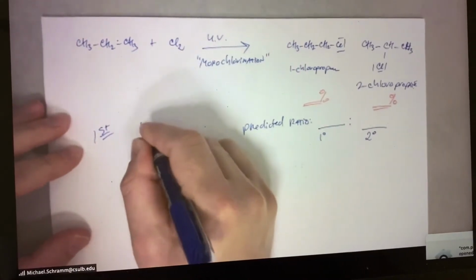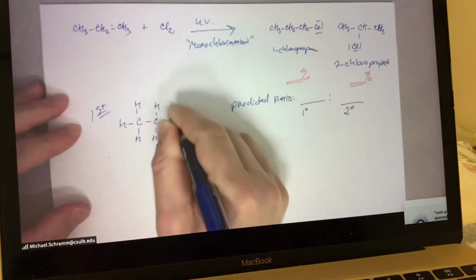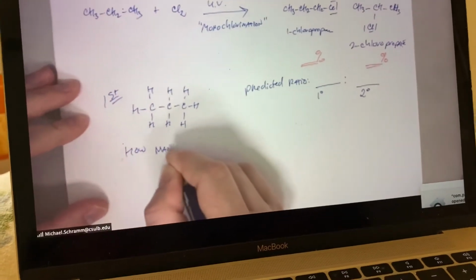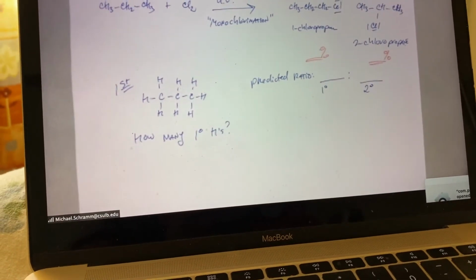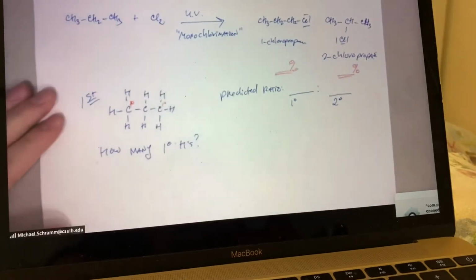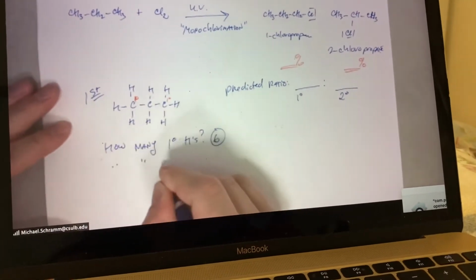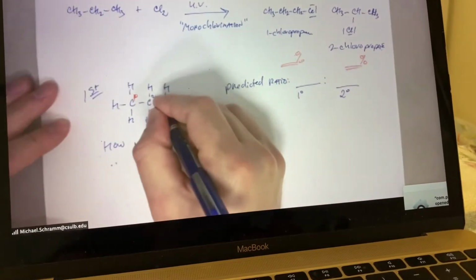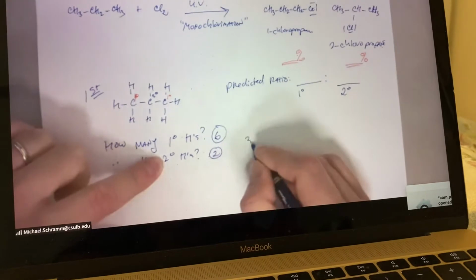Let's do this. Let's redraw it. How many primary hydrogens are there? How many hydrogens are attached to primary carbons? Well, it's really simple. It's 6. How many hydrogens are attached to secondary carbons? 2. This is secondary. So the ratio of primary to secondary is 3 to 1.